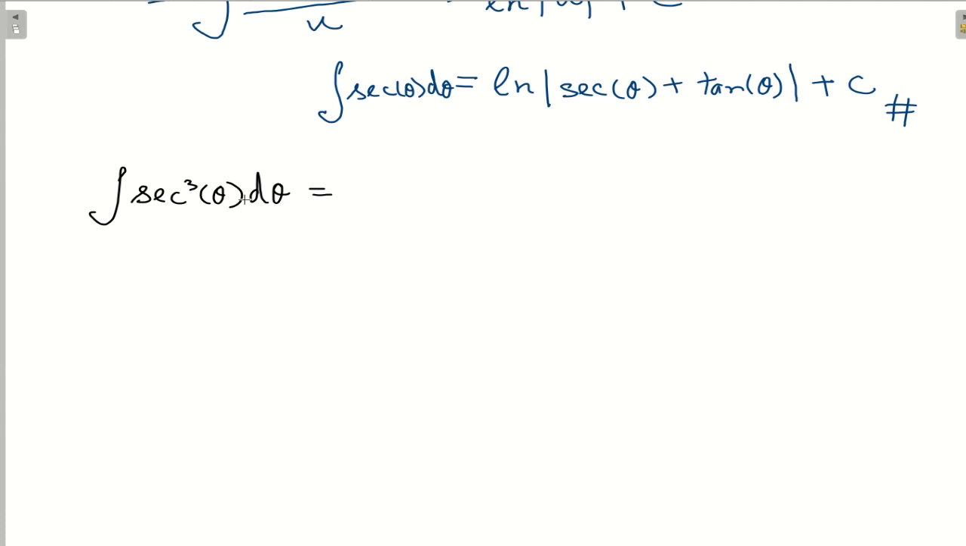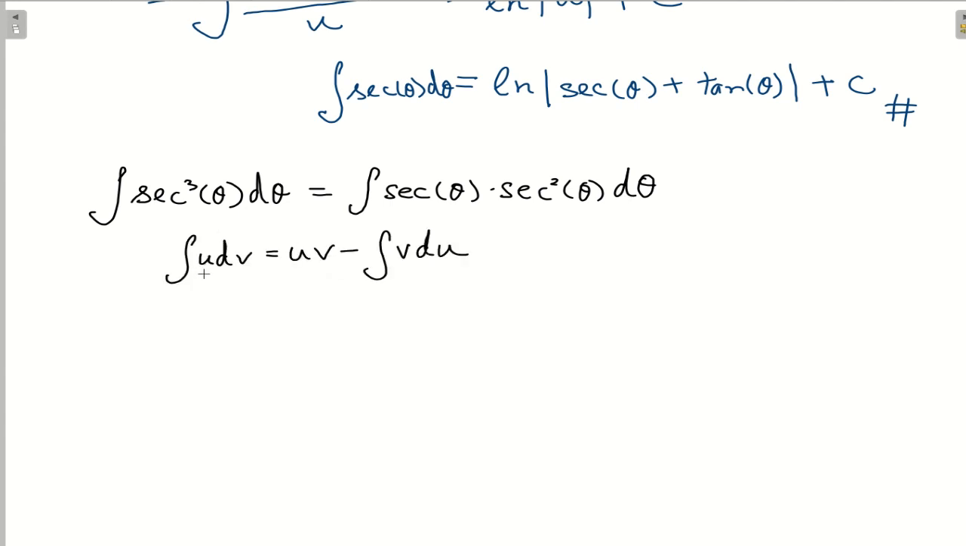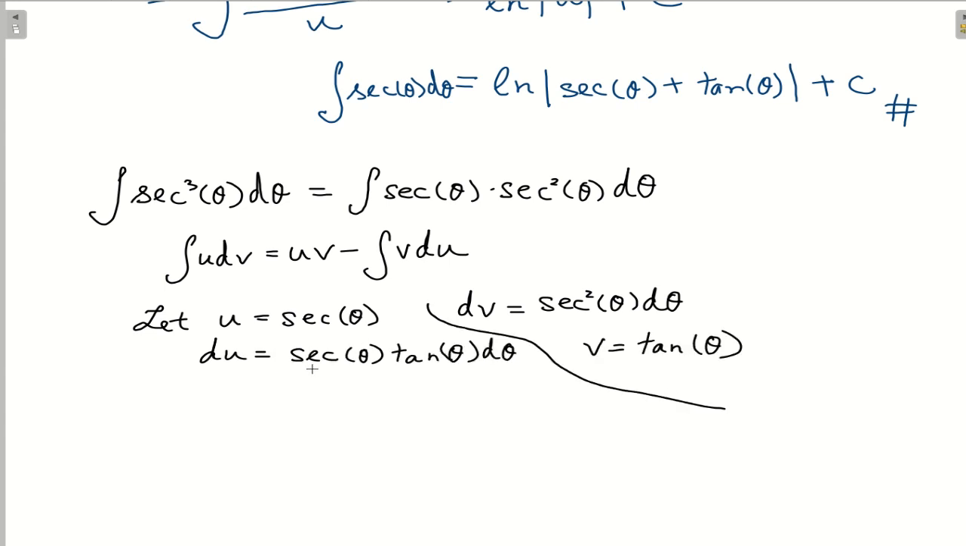Now we are going to solve the integration of secant cube theta. To solve the integration of secant cube theta d theta, we rewrite it as the integration of secant theta multiplied by secant square theta d theta. And then we use the equation: integral of u dv equals uv minus integral of v du. And we let u equal to secant theta, dv equal to secant square theta d theta. Then du equals secant theta tangent theta d theta, and v is equal to tangent theta.